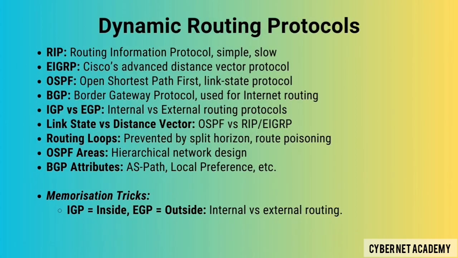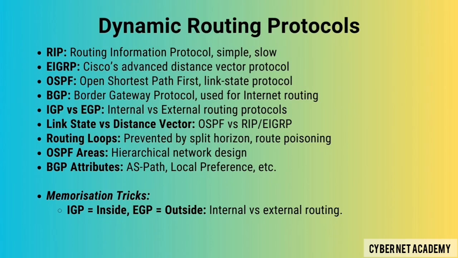Dynamic routing protocols automate the process of sharing route information between routers, essential for large and complex networks. The main protocols include RIP, IGRP, OSPF, and BGP. RIP is simple but slow, using hop count as its metric with a maximum of 15 hops. EIGRP, a Cisco proprietary protocol, offers fast convergence and efficient bandwidth usage, using a composite metric of bandwidth, delay, load, and reliability.